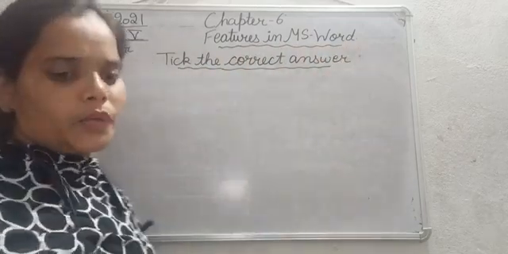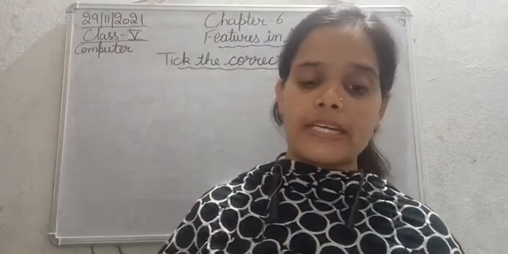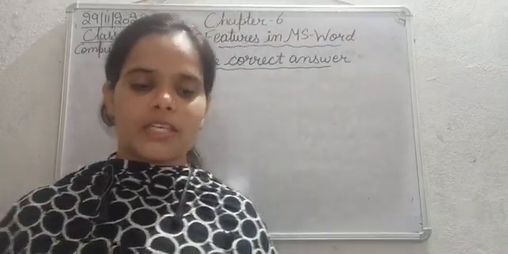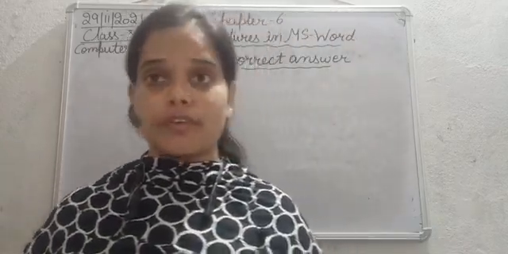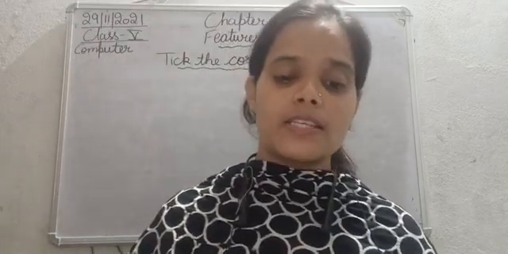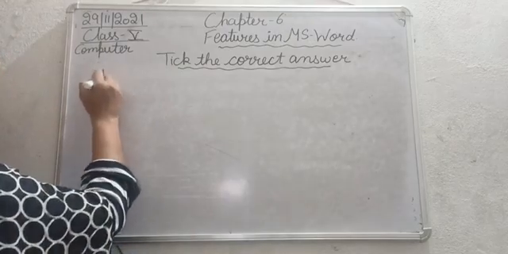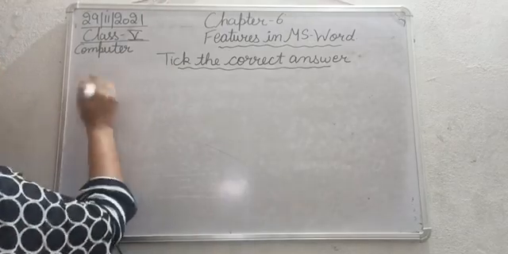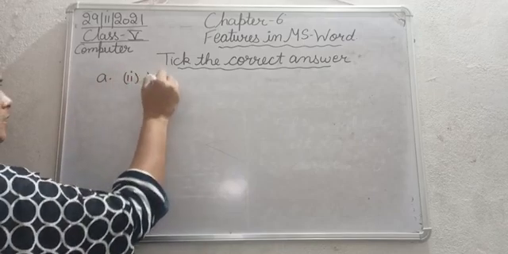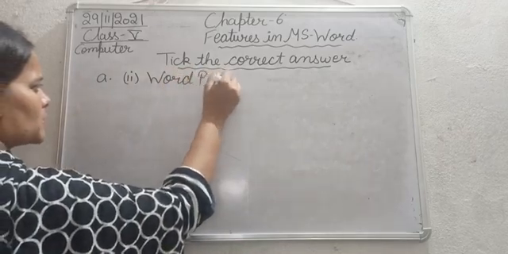The question number one is, a software used for writing text is called presentation, word processor or spreadsheet. The software that is used for writing text is known as word processor. That is option number 2. The answer for A1 is option number 2, that is word processor.